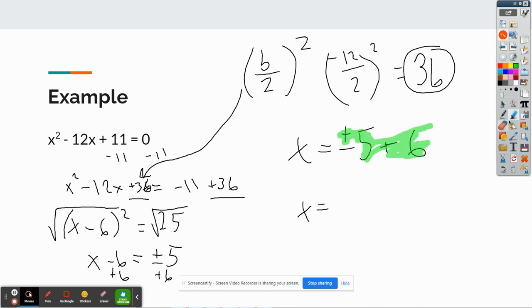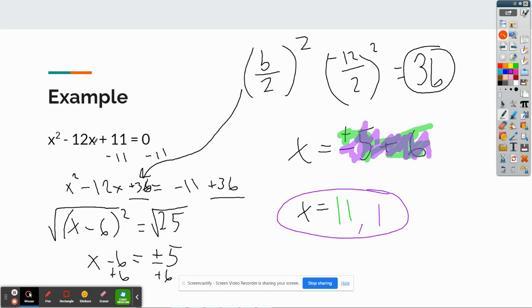What's that? That's 11. So one of our solutions is 11. And then I think of what would I get if it was a negative 5. Negative 5 plus 6. What's negative 5 plus 6? 1. So that means our other solution is 1. And so there's our two answers: x equals 11 and x equals 1.